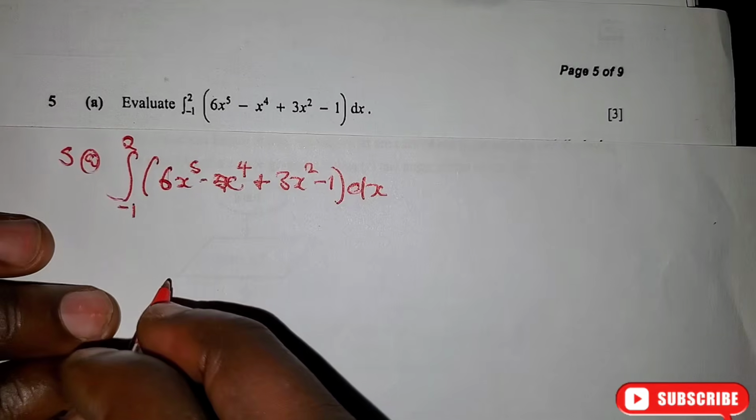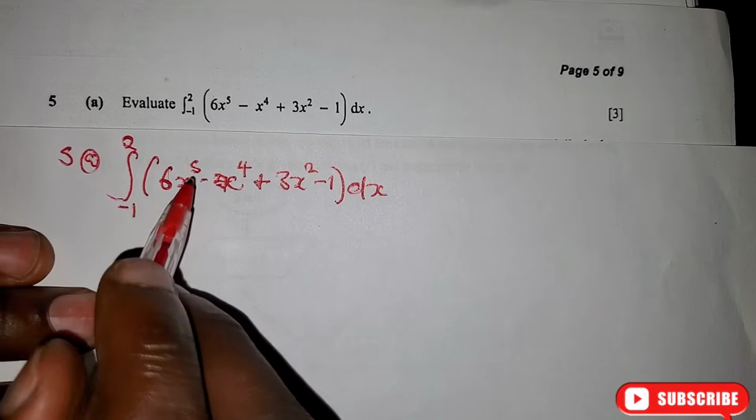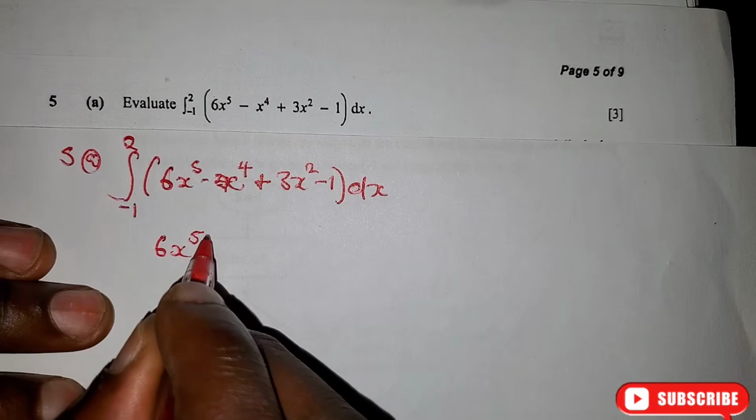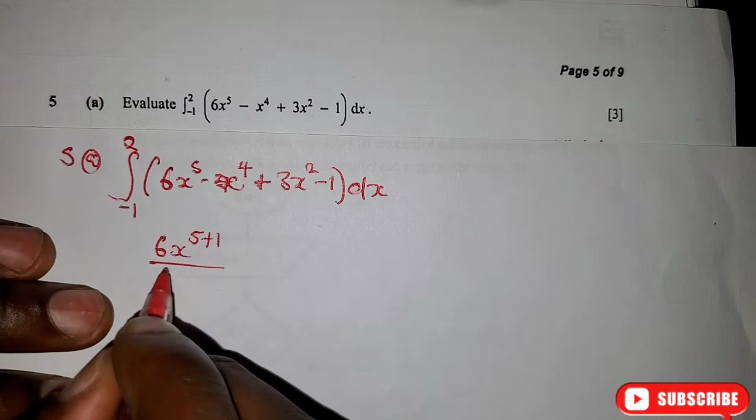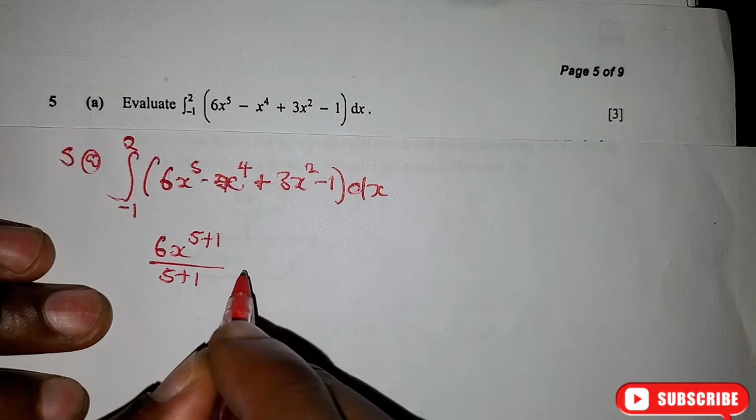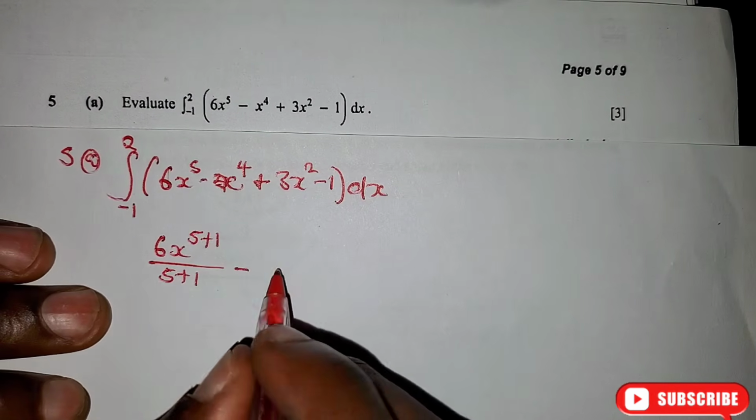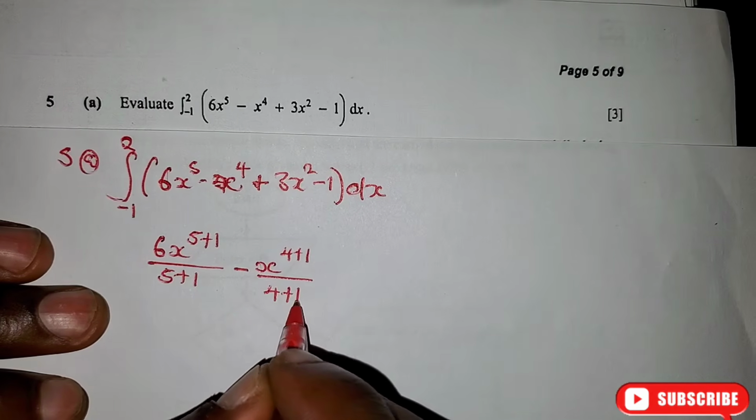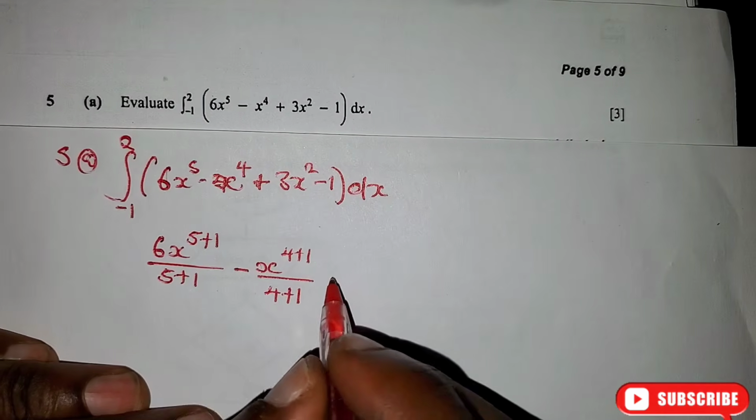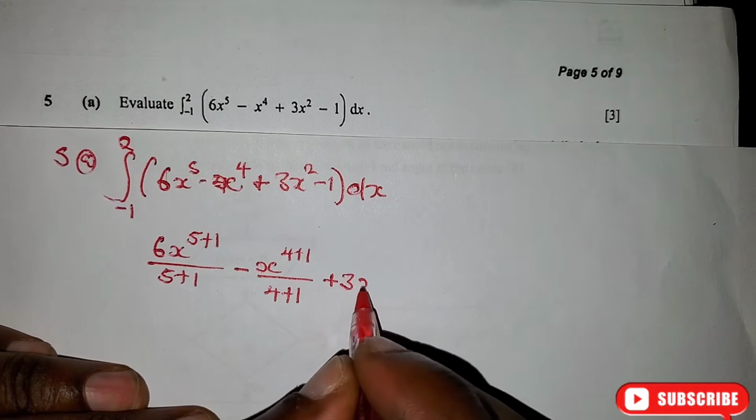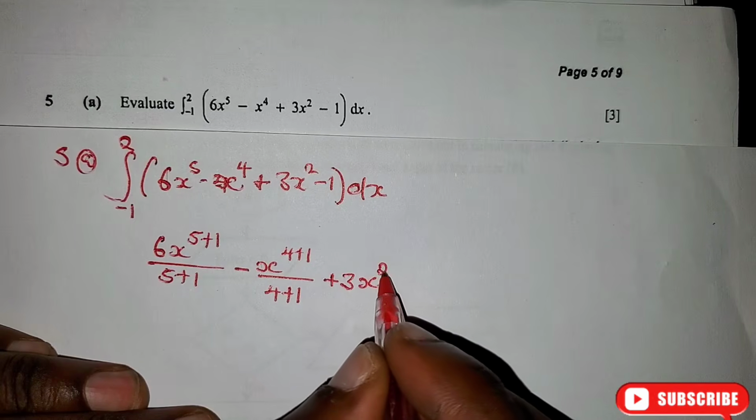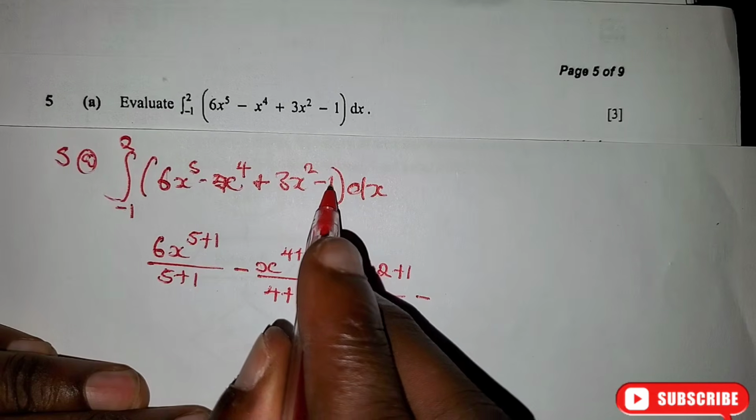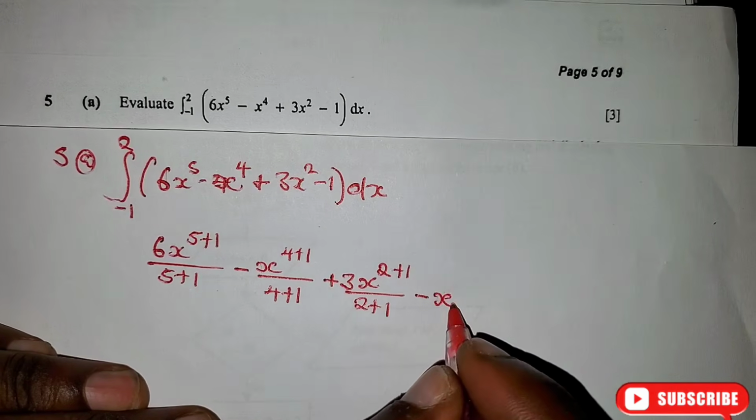Then, what you do here, you add 1 to the powers. It will be 6x to the power 5 plus 1, divided by 5 plus 1, minus 4x to the power 4 plus 1 over 4 plus 1, plus 3x to the power 2 plus 1 over 2 plus 1. Then for the constant number here, just add x, it will change to x.